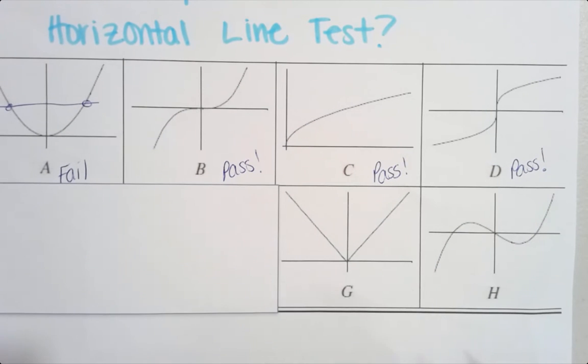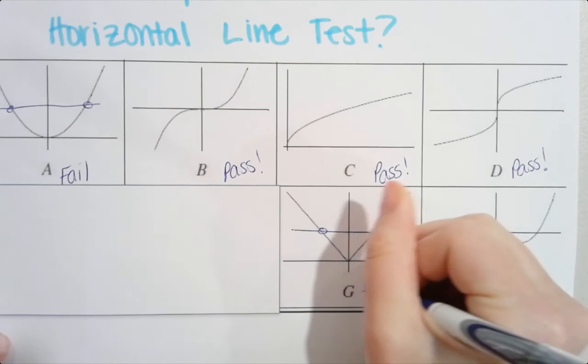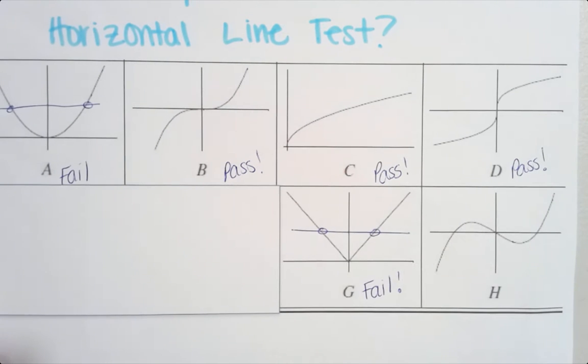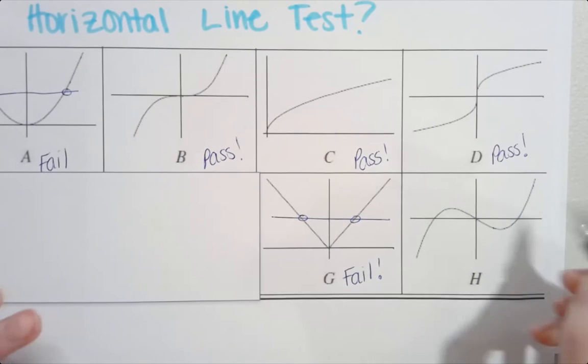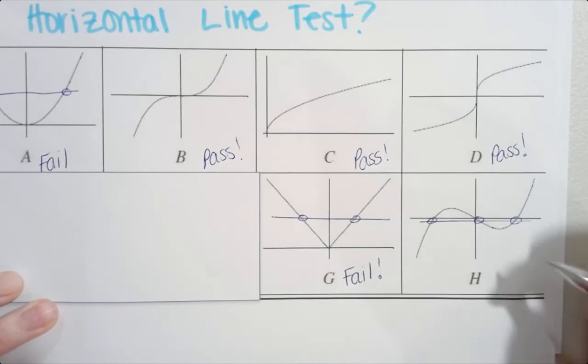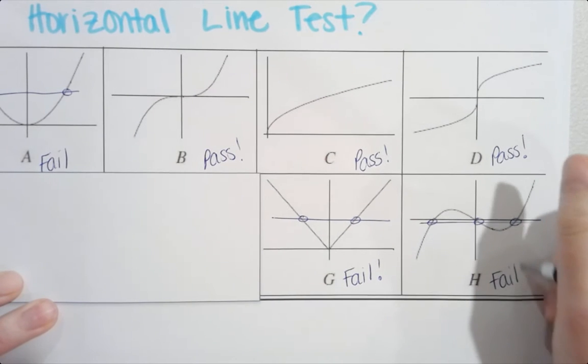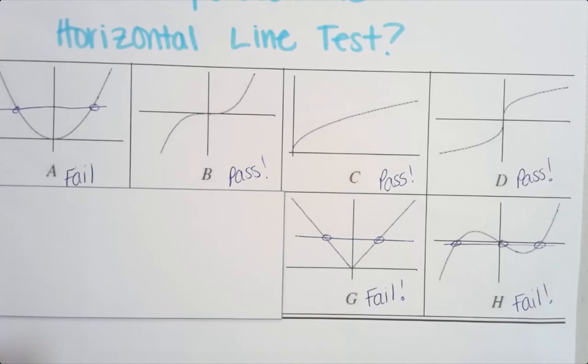Picture G does not pass the horizontal line test. It fails, so we will not have an inverse function. And last but not least, H does not pass the horizontal line test. It fails, so we will not have an inverse function. Hopefully you guys got 100 on that.